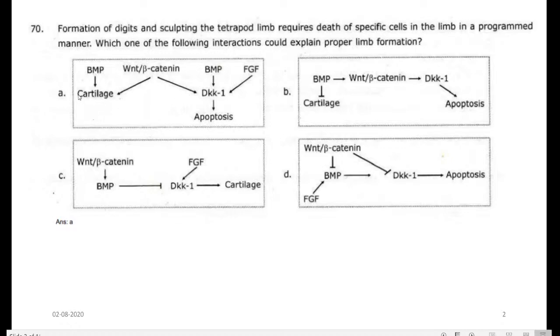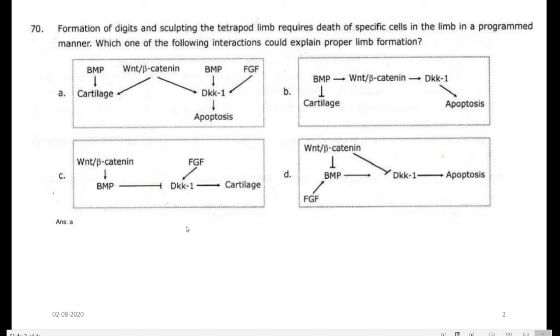First, the BMP protein is involved in the cartilage process. After the cartilage, Wnt and beta catenin are activated. After the activation, DKK1 is activated by beta catenin, Wnt signaling, BMP and FGF. All of these act on the DKK1 pathway. After this, DKK1 activates the apoptosis process. This is a sequential programmed manner. Here they confuse you with the other options.